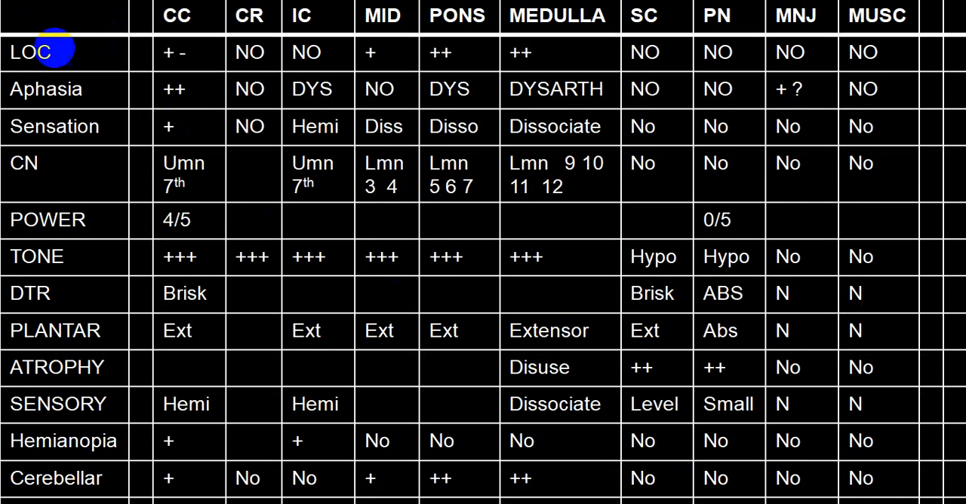This is cerebral cortex, corona radiata, internal capsule, midbrain, pons, medulla, spinal cord, peripheral nerve, myoneural junction, and muscle. And here I've taken the findings: level of consciousness, aphasia, sensory, cranial nerves, power, tone, deep tendon reflex, plantar, atrophy, sensory finding, hemianopia, cerebral lesion, and trophic ulcer. So just at your leisure time, you can go through. This is a very good slide. It will be very helpful to you while localizing the lesion.